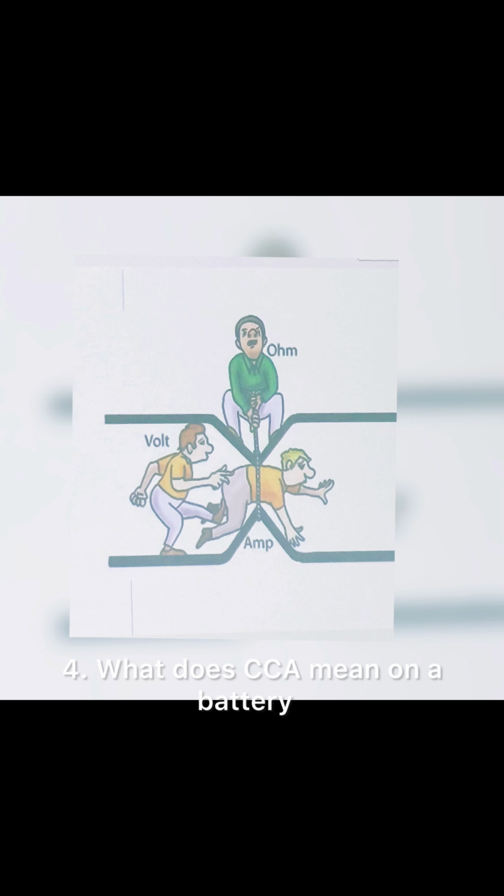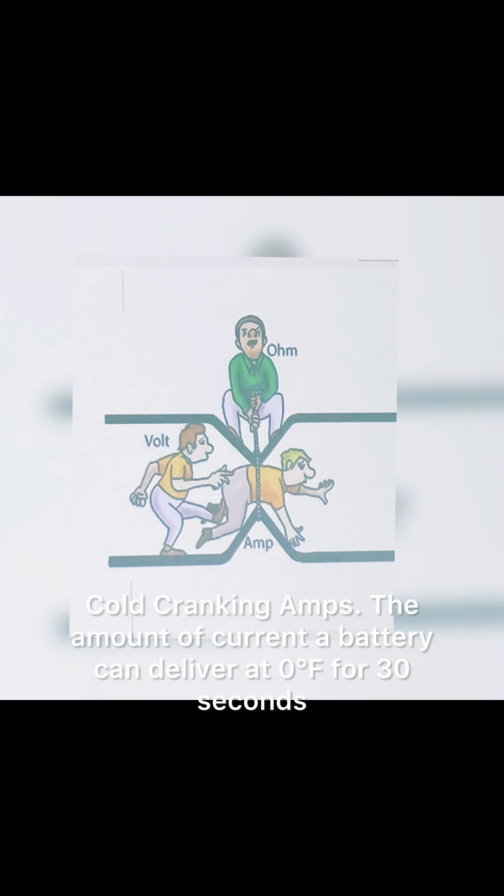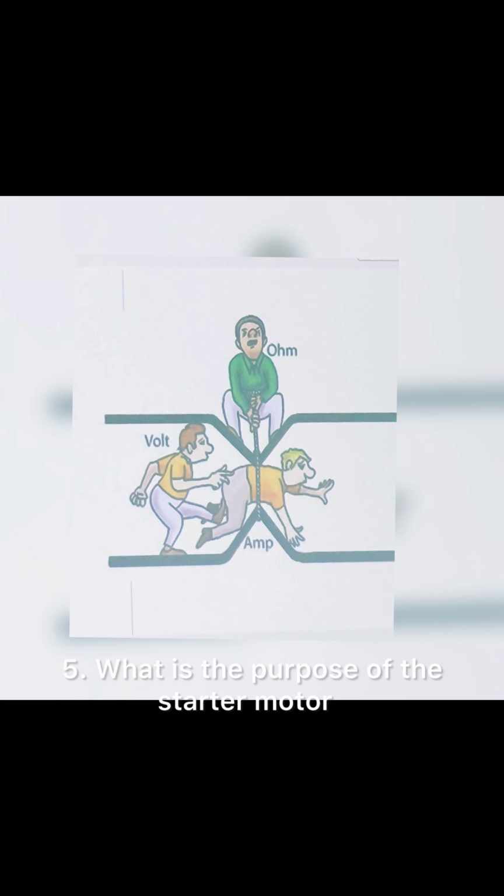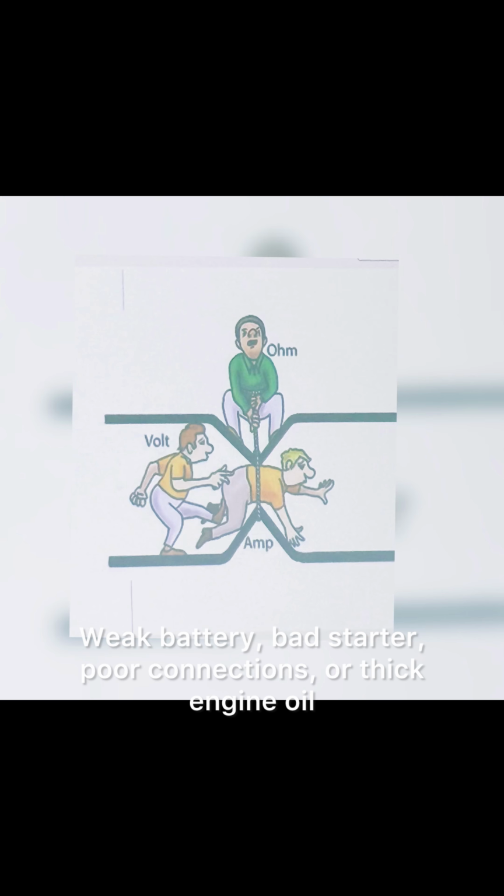4. What does CCA mean on a battery? Cold cranking amps, the amount of current a battery can deliver at 0 degrees Fahrenheit for 30 seconds. 5. What is the purpose of the starter motor? Cranks the engine to start combustion. 6. What causes a slow cranking engine? Weak battery, bad starter, poor connections, or thick engine oil.